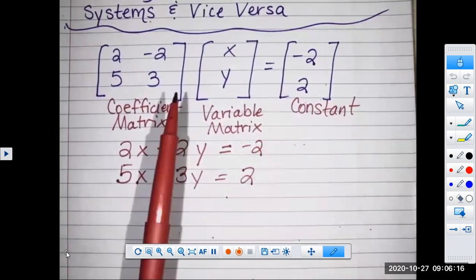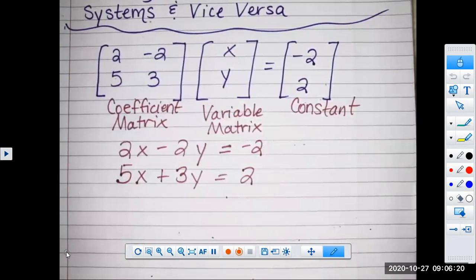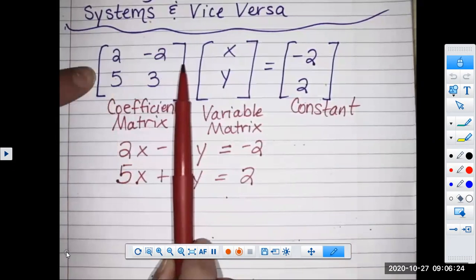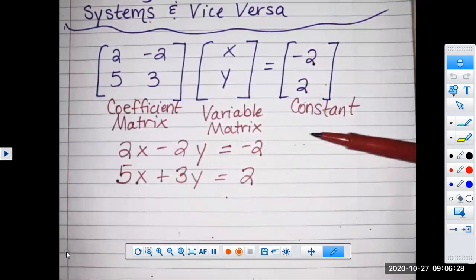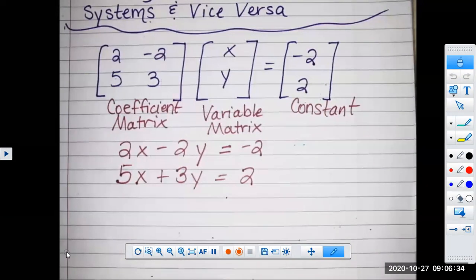People usually want to associate 5 and 3 as being both your y coefficients, but if you find the inverse of this matrix, multiply it to this one, the numbers left in the top and bottom will be your x and y. So it doesn't necessarily mean that every number is associated with y. So be careful about that.